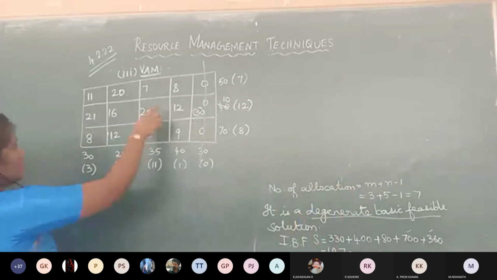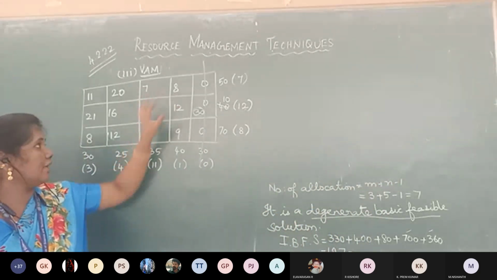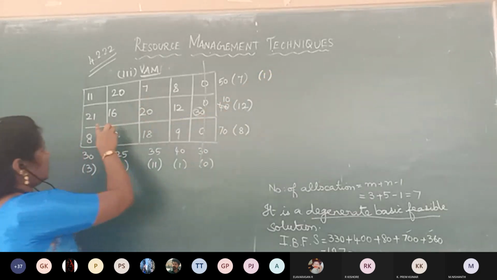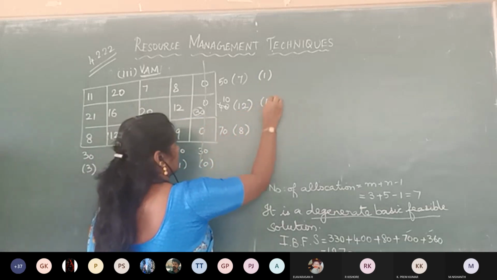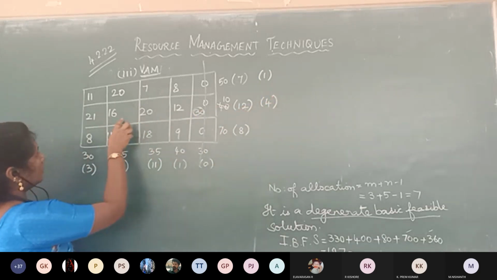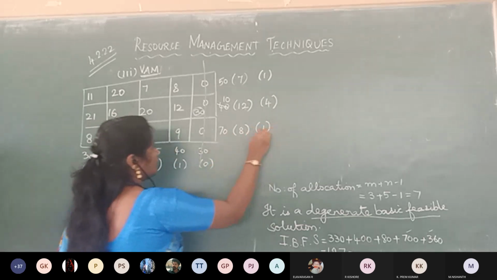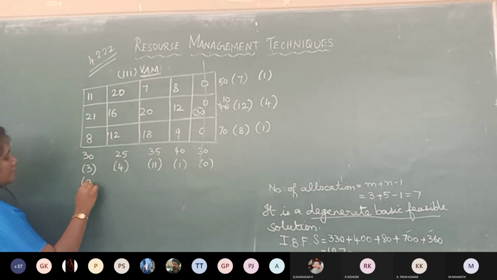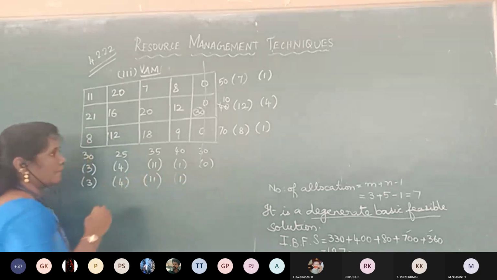When you find out the difference, now in your first row the least two values are 7 and 8, so your difference will be 1. In your second row, 12 and 16, so your difference will become 4. And in your third row, 9 and 8, so your difference will become 1. The column differences remain the same: 3, 4, 11, and 1.